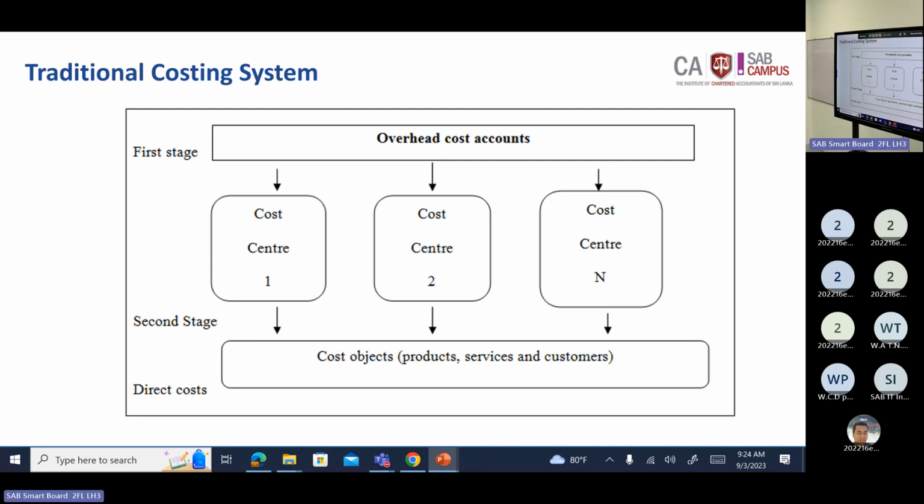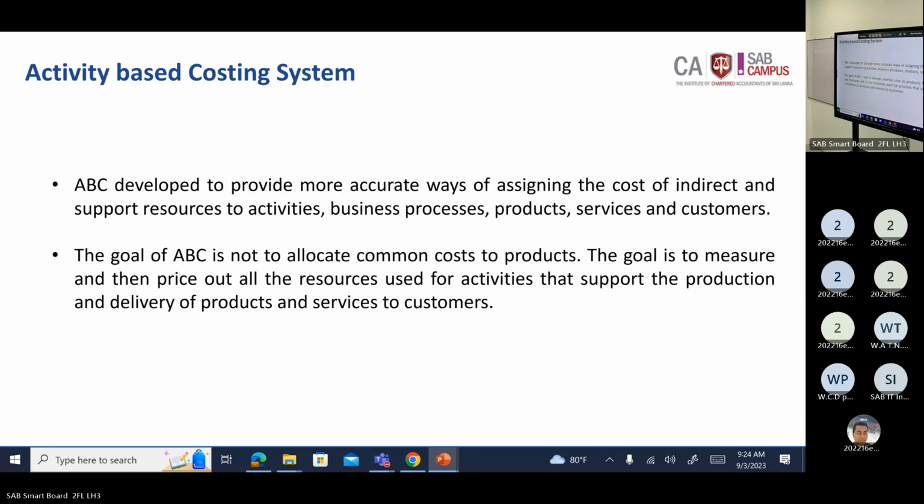The second stage is from the cost center, tracing and allocating overhead cost to the cost unit, product or service or customer, whatever. So activity based costing developed to provide more accurate ways of assigning cost of indirect and support resources to activities, business processes, products, services and customers.